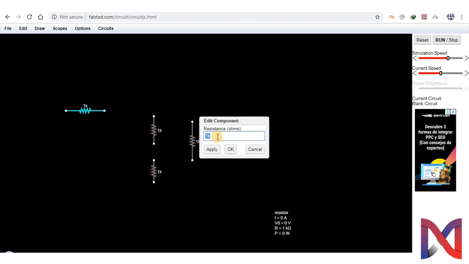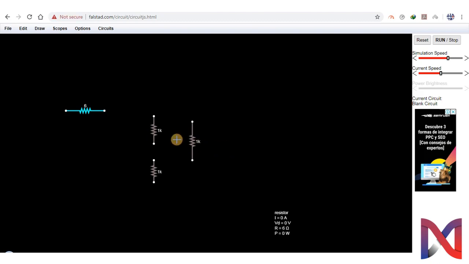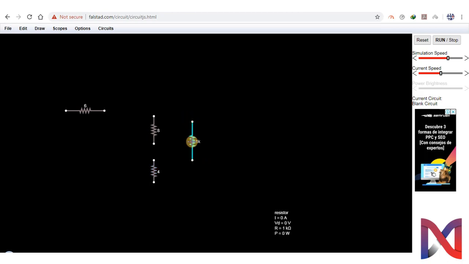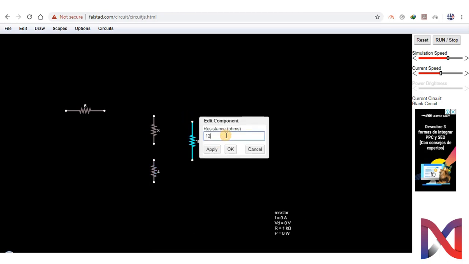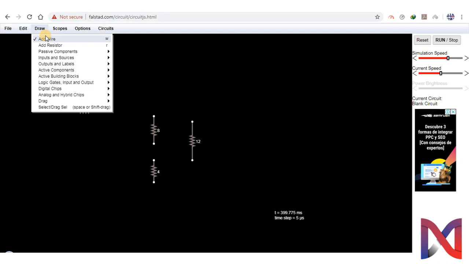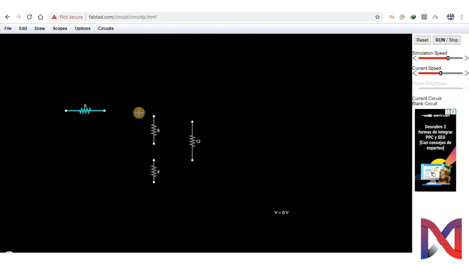First resistor was of 6 ohm, second was of 8 ohm, third was of 4 ohm, and last resistor was of 12 ohm. So we have changed its values. Now what we will do is to connect all the resistors through wire. So we go to draw and click on add wire to connect all the resistors together.